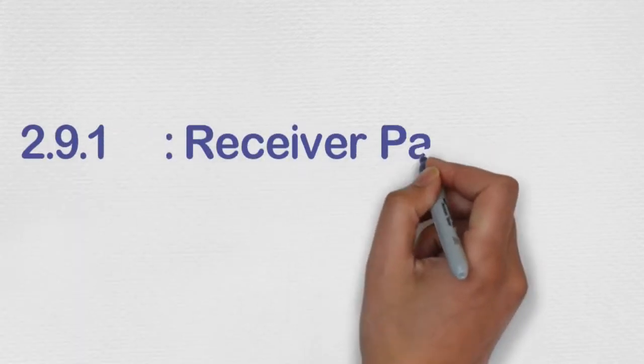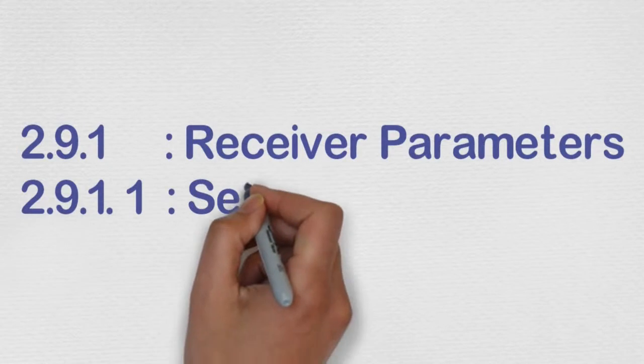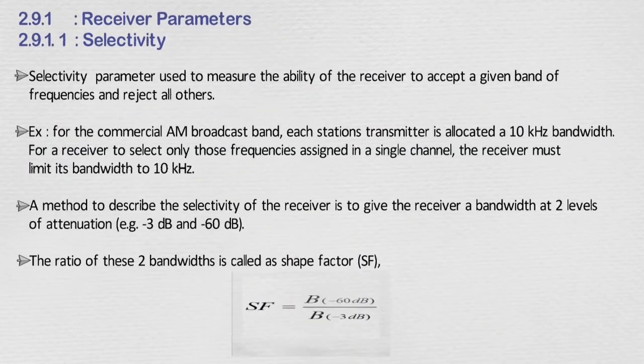2.9.1, Receiver parameters. 2.9.1.1, Selectivity. Selectivity is a parameter used to measure the ability of the receiver to accept a given band of frequencies and reject all others. Example, for the commercial AM broadcast band, each station's transmitter is allocated a 10 kHz bandwidth. For a receiver to select only those frequencies assigned in a single channel, the receiver must limit its bandwidth to 10 kHz. A method to describe the selectivity of the receiver is to give the receiver a bandwidth at two levels of attenuation, example, -3 dB and -60 dB.